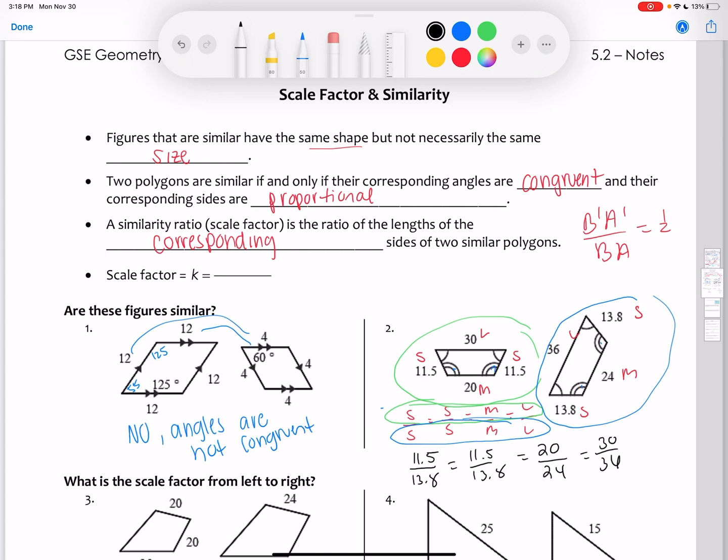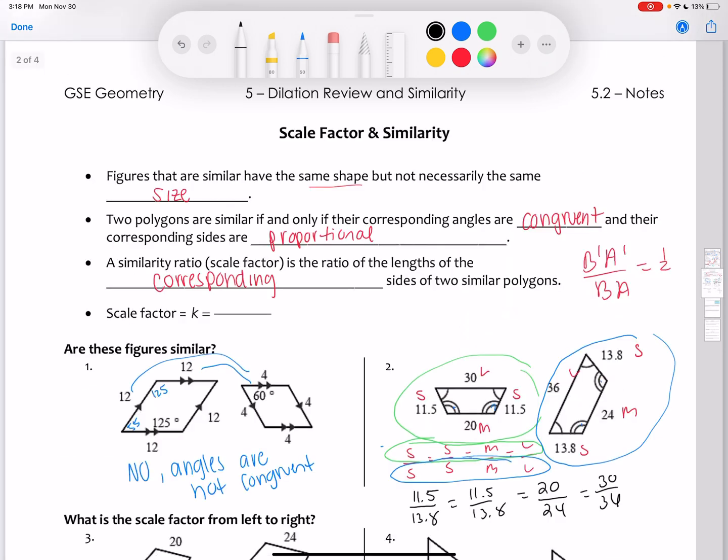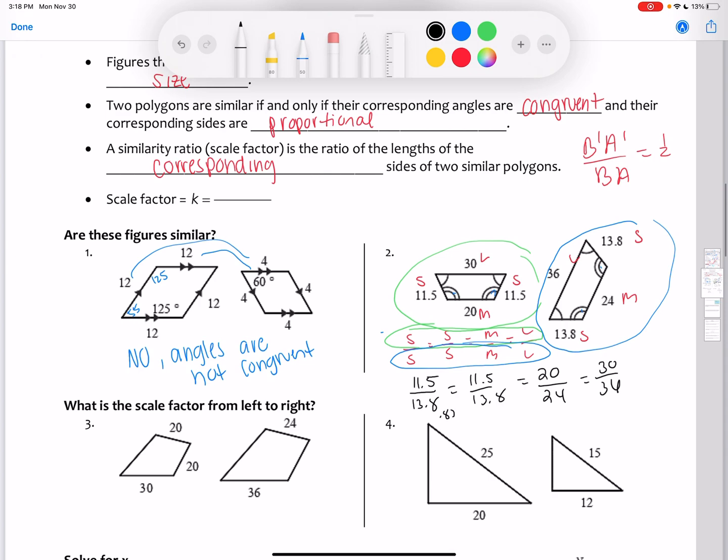Now in my calculator I have to check that those proportions are all exactly the same. 11.5 divided by 13.8 is 0.833 repeating. 20 over 24 is 0.833 repeating. 30 over 36 is 0.833 repeating. Because all of these values are exactly the same, I have proportional side lengths and congruent angles. So therefore, yes, they are similar.